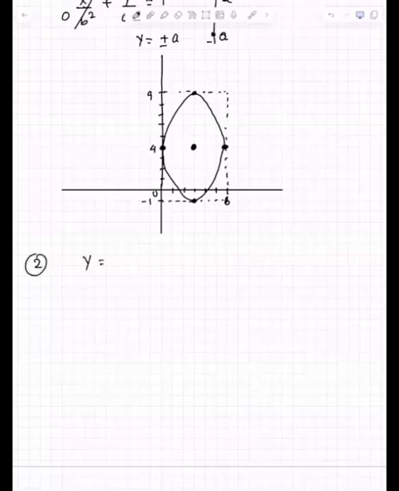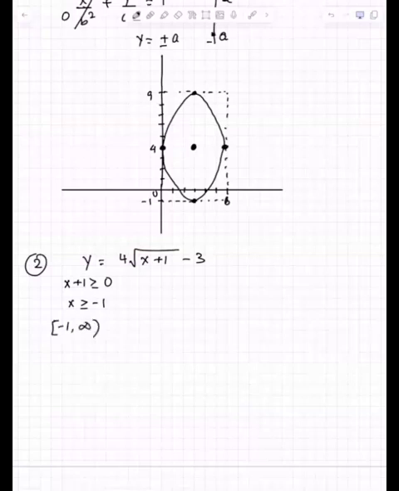Let's do y is equal to 4 times square root of x plus 1, minus 3. Domain, range, and sketch. Okay, so domain is straightforward. x plus 1 has to be greater than or equal to 0. So x is greater than or equal to negative 1. Okay, so domain is negative 1 to infinity.